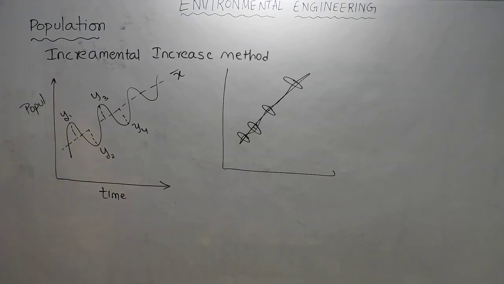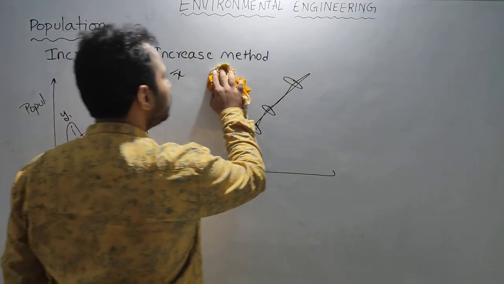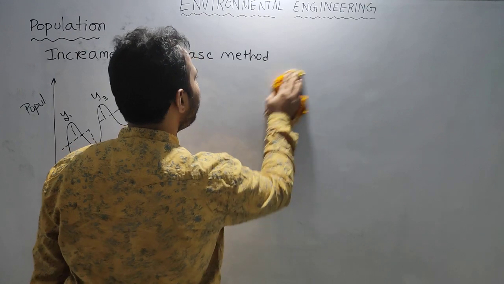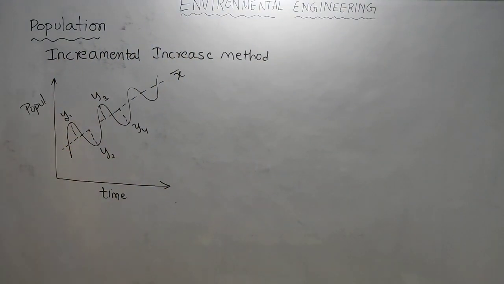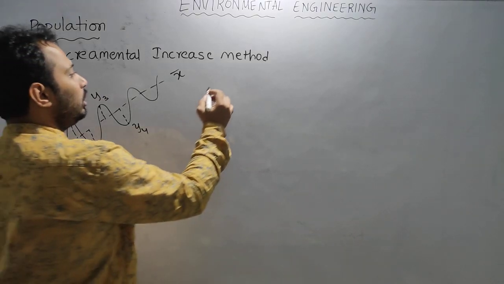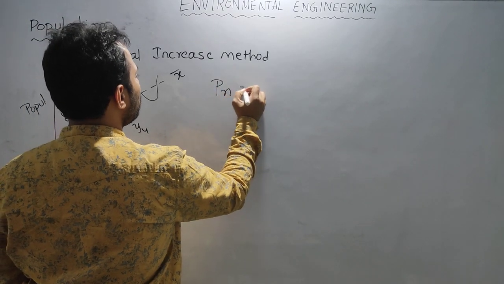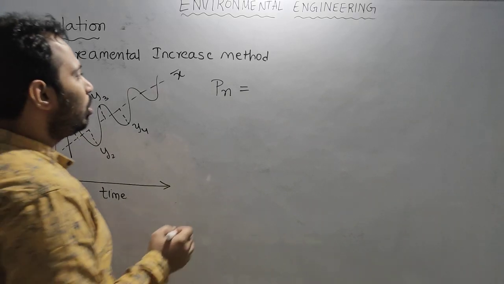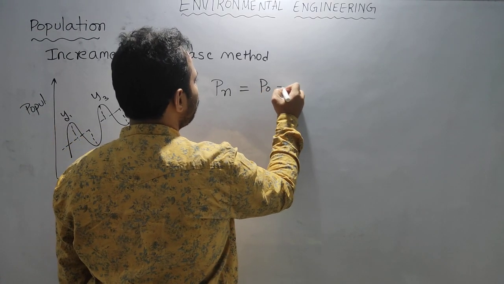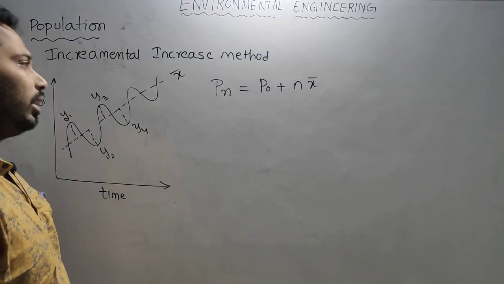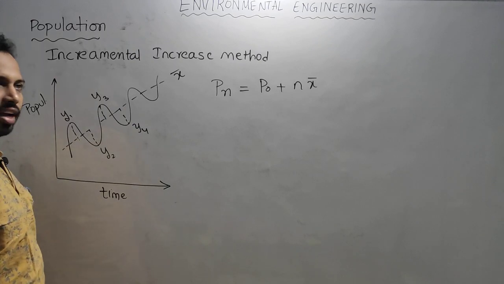That is what I am doing here. So we are going one step extra to also incorporate the value of y bar. Here the population after n decades, or the future population, is defined like this: Pn is equal to P naught plus n into X bar. This was the arithmetic mean method, the arithmetic increase method or arithmetic forecasting technique.